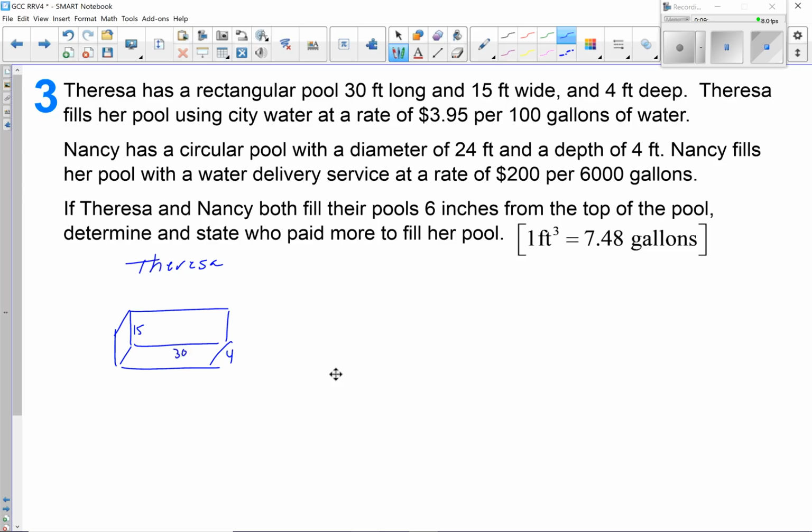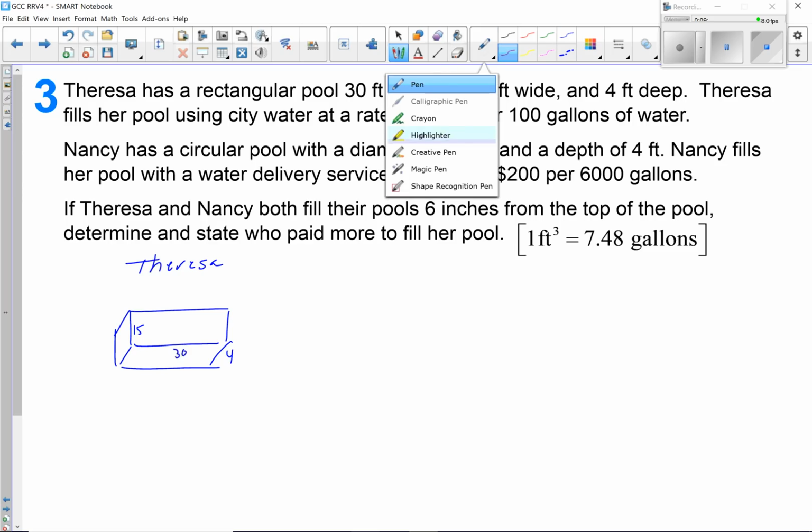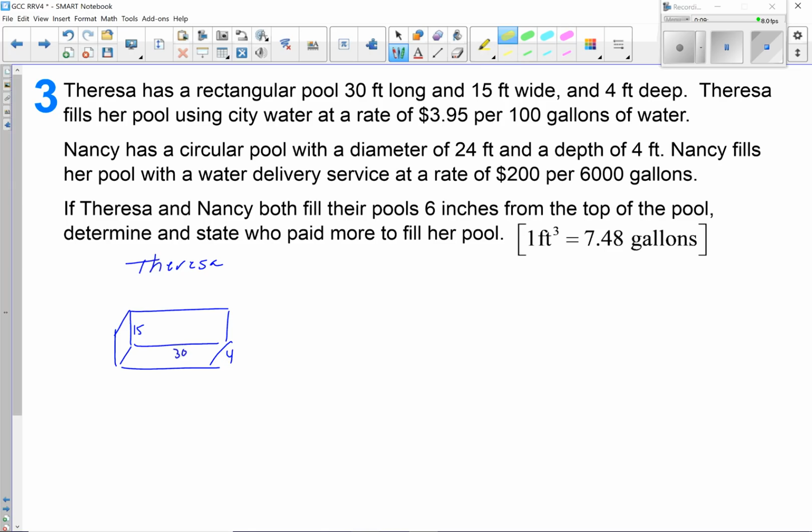The other thing that's important to note is that she's got a rate going on. Let's give this a highlight here. She's got a rate of $3.25 per 100 gallons. All right, so for her, that's $3.95 per 100 gallons. Let's keep note of that.